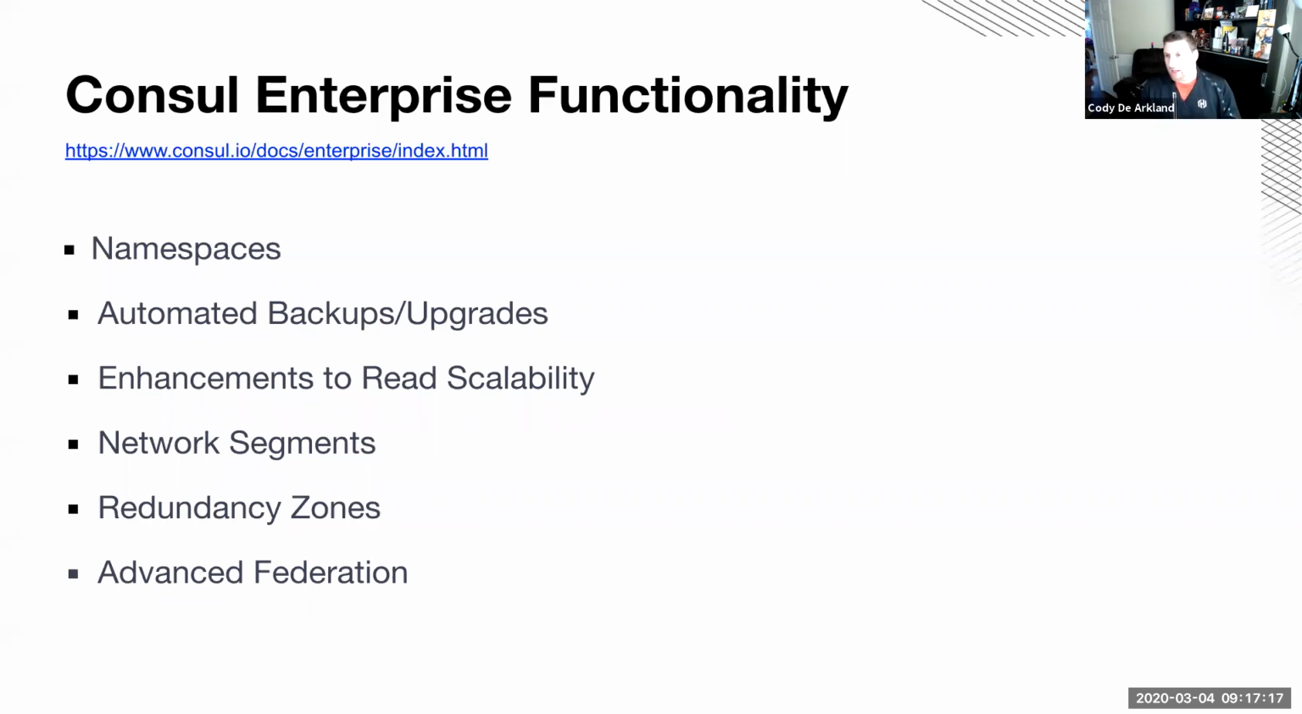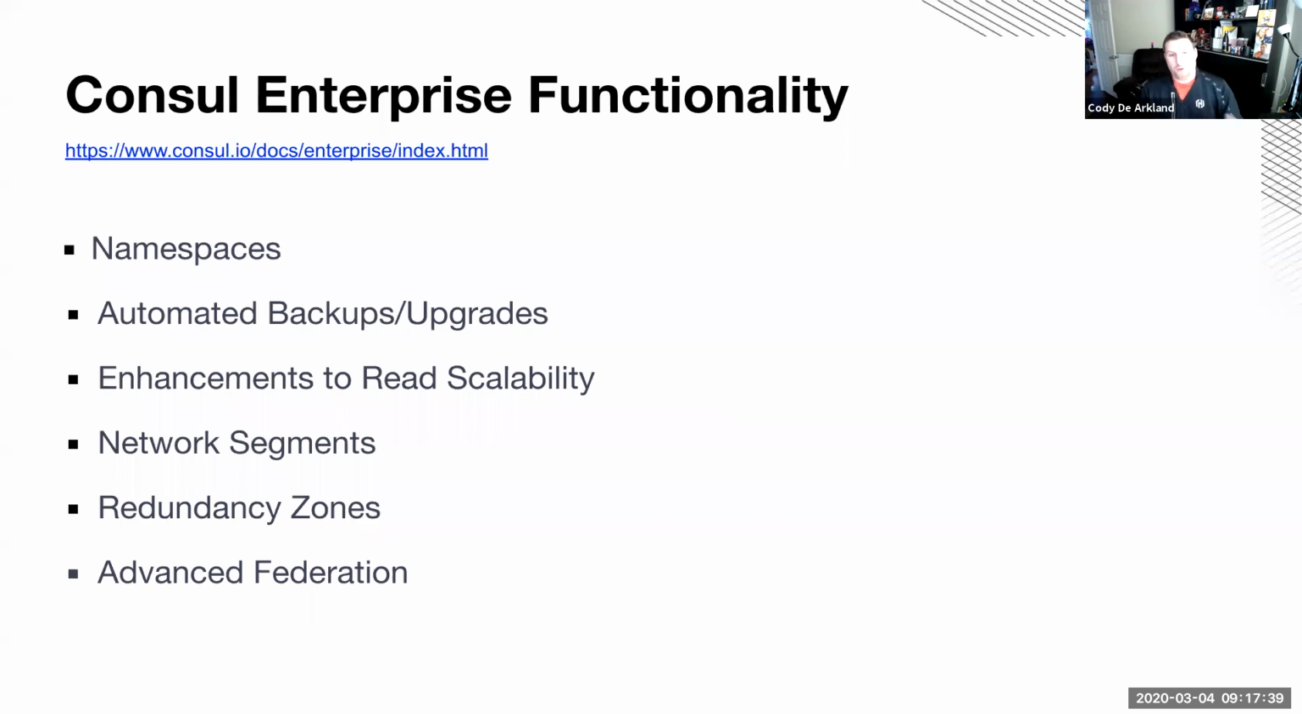You get automated backups and upgrades. So we have tools for dumping backups into things like S3 or Google. We also have the ability to automate upgrades. So when you look at things like how we move from Consul 1.6 to Consul 1.7, these are all things that automated upgrade and what we call autopilot actually enables.